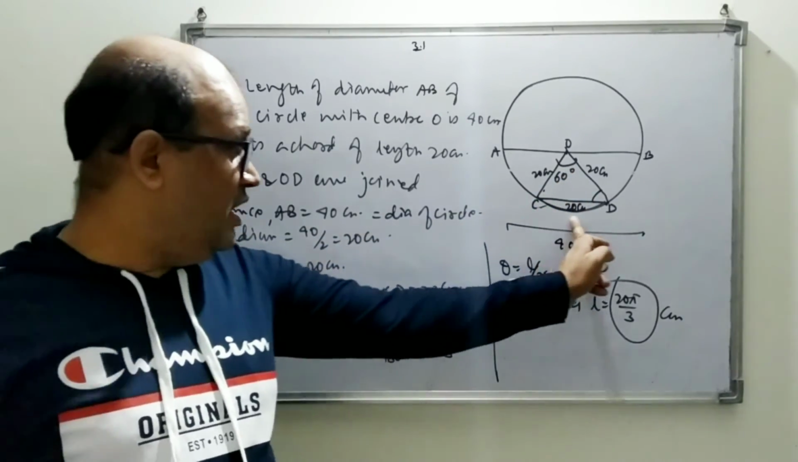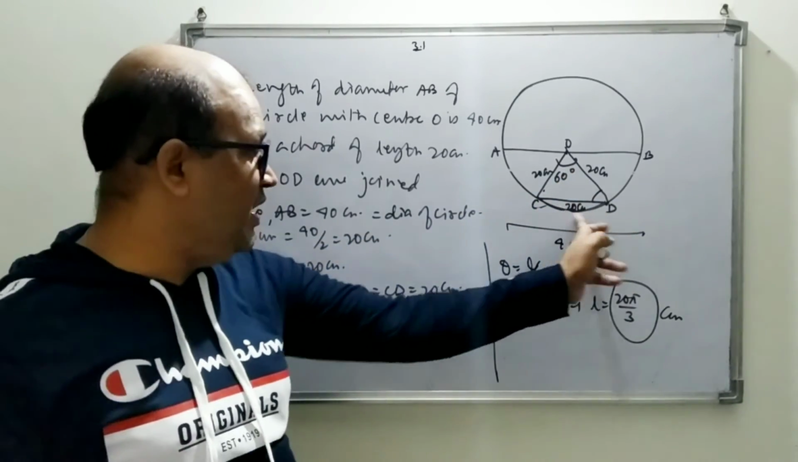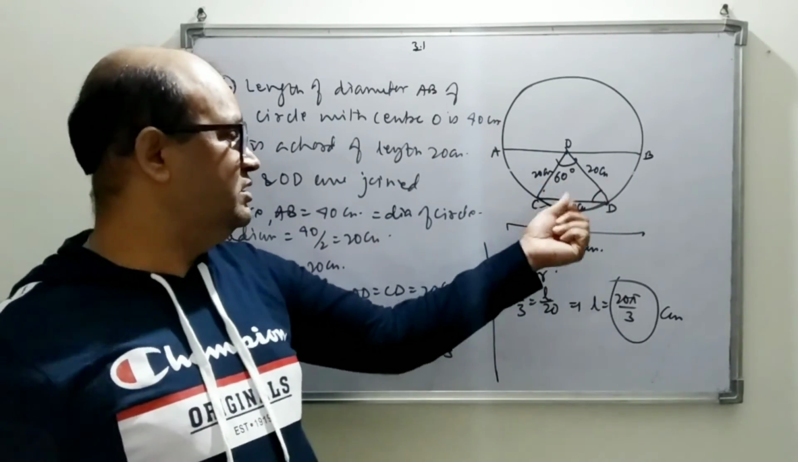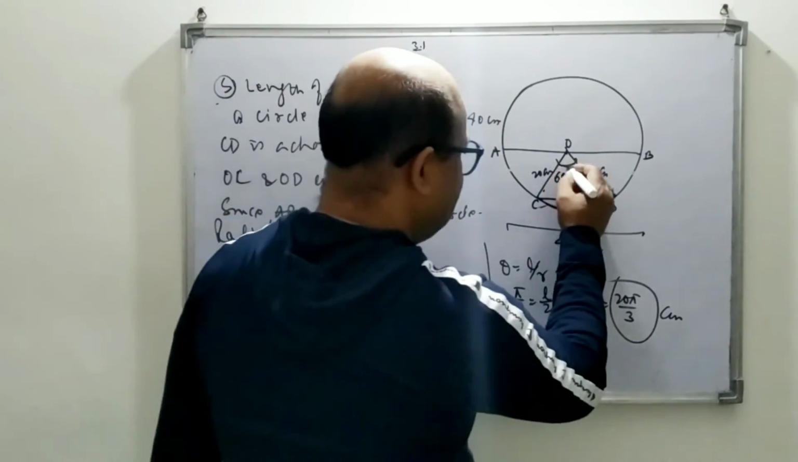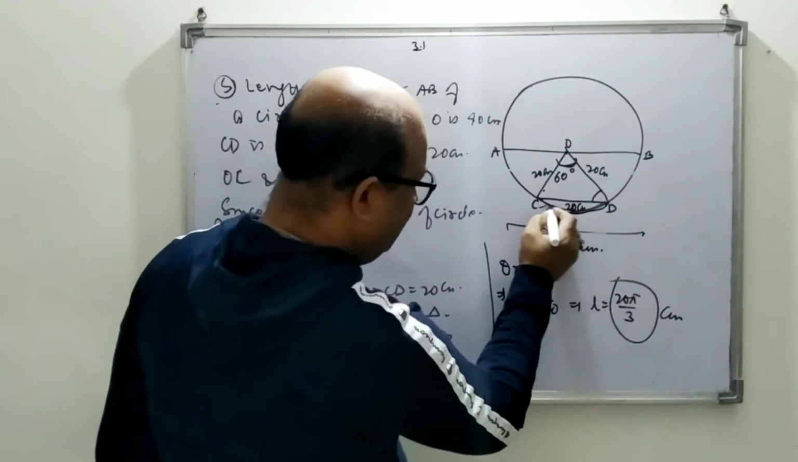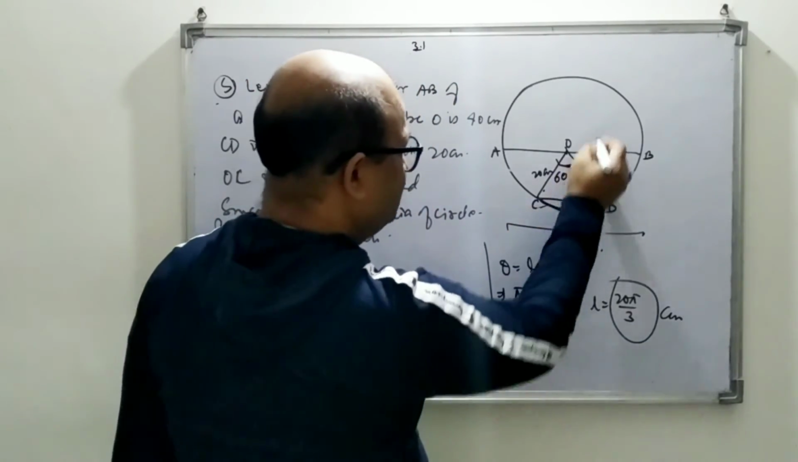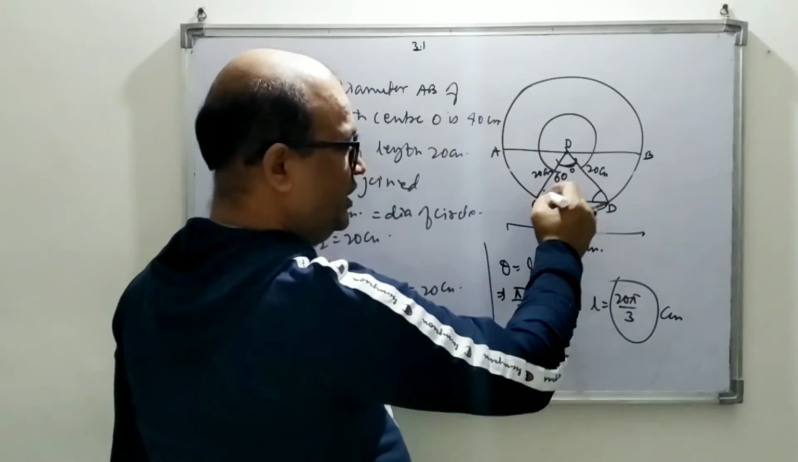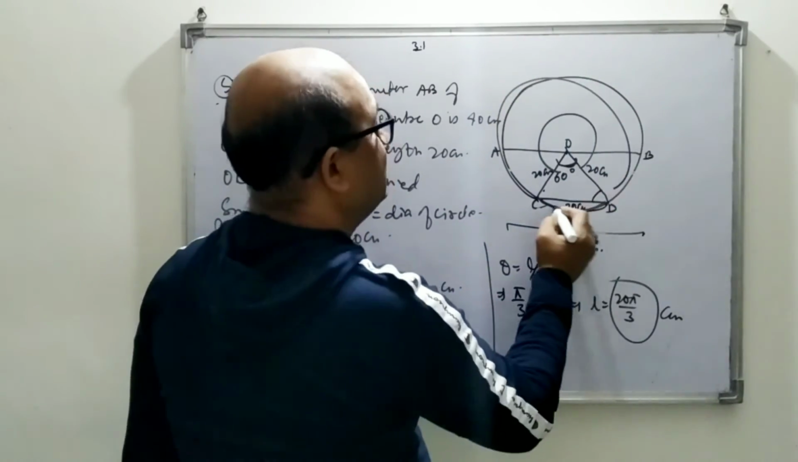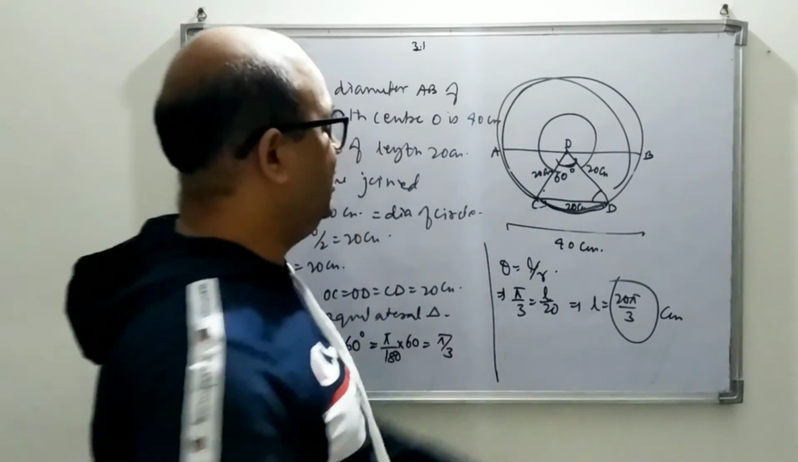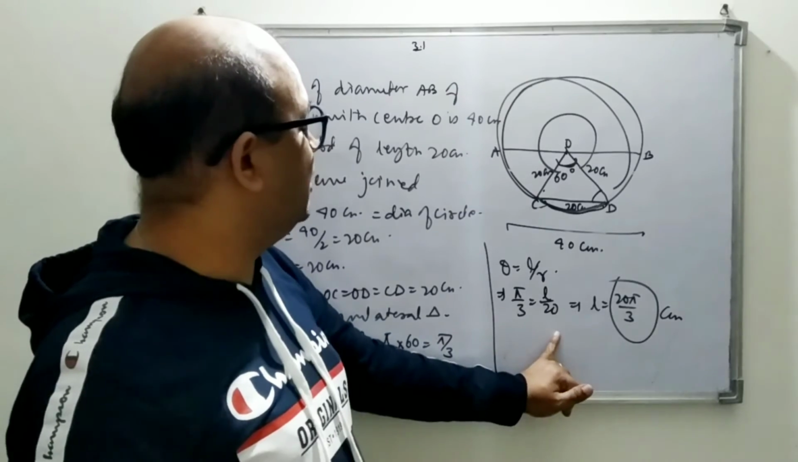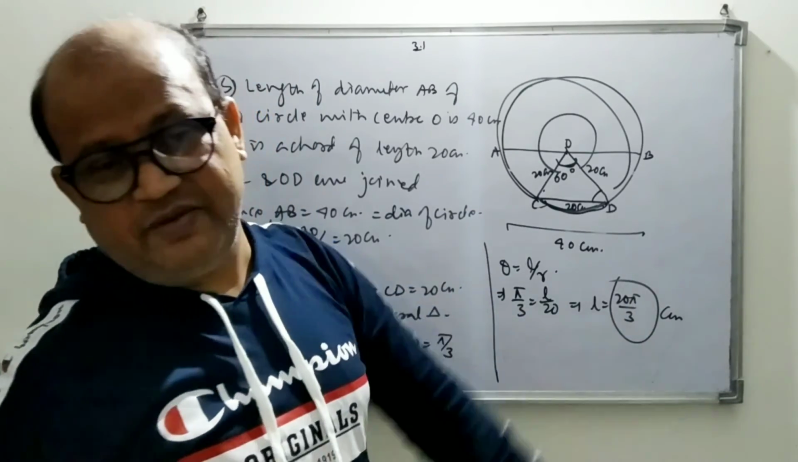Length of arc, that is minor. This is the minor arc, this is the major arc. This is the smaller arc, so minor arc. And why is it the minor arc? Because this is 60 degrees, subtended by this small arc, and this angle is 300 degrees. So this is the major arc, the bigger one. The length of the minor arc is L: pi by 3 equals L by 20, so L equals 20 pi by 3.